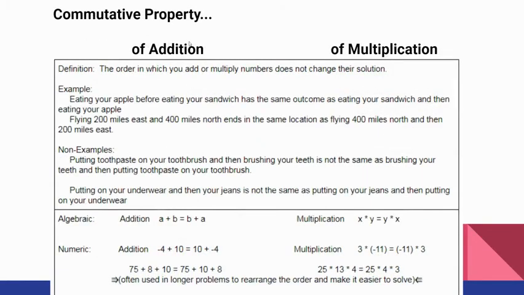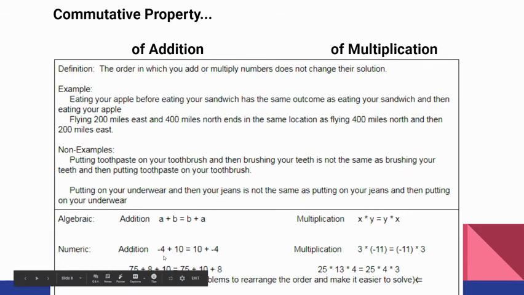The commutative property. You might remember this one. This one basically just says you can add two things, well, then you can also add them the opposite direction, right? So a plus b is the same thing as b plus a. Here's some number examples: -4 plus 10, 10 plus -4. Multiplication is the exact same way. x times y is the same as y times x. All right, and then a number example as well. So it does not matter the order in which you multiply or add.